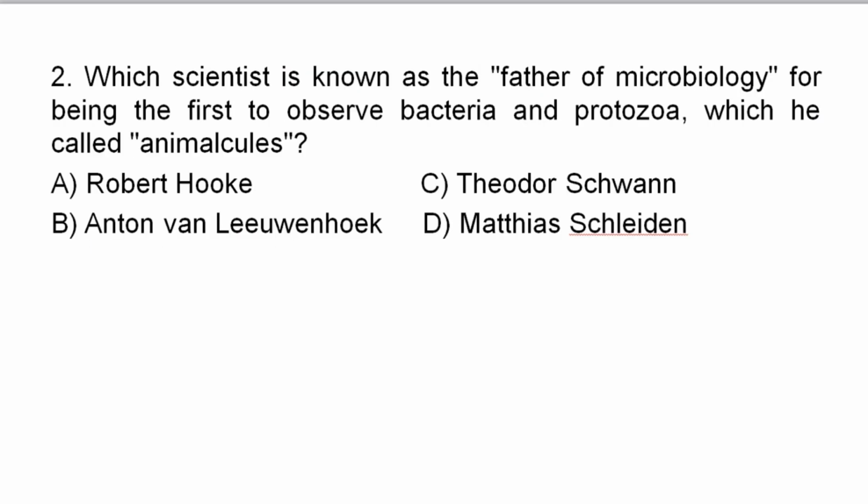Good. Question number 2. Which scientist is known as the father of microbiology for being the first to observe bacteria and protozoa, which he called animalcules? A. Robert Hooke. B. Anton van Leeuwenhoek. C. Theodor Schwann. D. Matthias Sheldon. So which one is the correct answer from the given alternatives?